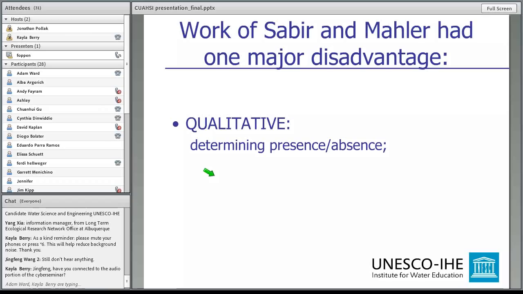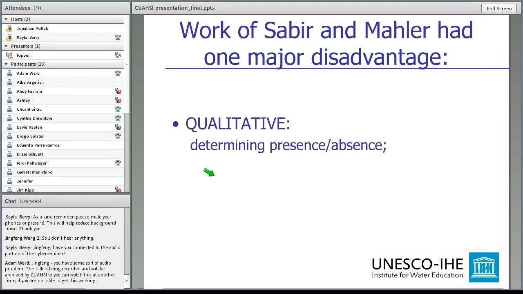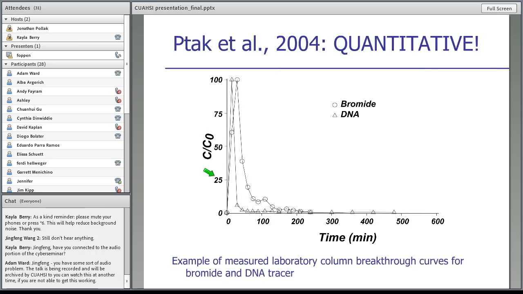Their work, the work of Sabir and Mahler, had one major disadvantage, and that was that everything they did was qualitative. At that time, the technique to determine DNA concentrations could only determine either the presence or the absence of DNA, but it was not possible to do anything quantitative.